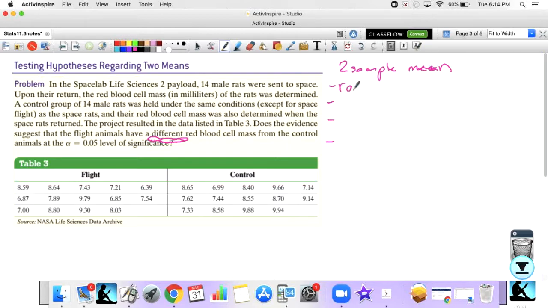First things first, is it random? They did say that rats were sent into space. We can assume that yes, it was random, whether the ones that went or stayed, they were randomly chosen. Next is going to be independent or dependent. So did these rats in our space group dictate which rats had to stay? Probably not. It seems like they were just randomly chosen. So this would be independent.